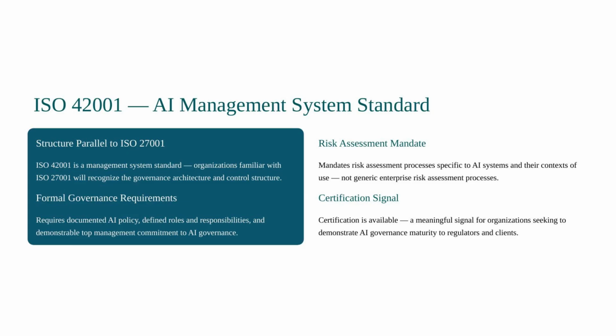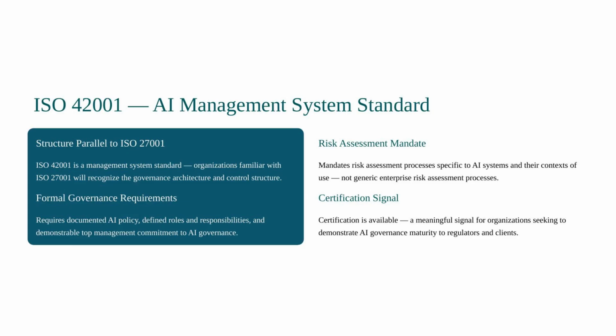ISO 42001 requires top management commitment. The AI policy must be authorized at the leadership level, not just drafted by the risk team. It requires a formal governance structure, defined roles, responsibilities, and authority for AI risk management. And it mandates a systematic risk assessment process specific to AI systems and their context of use.